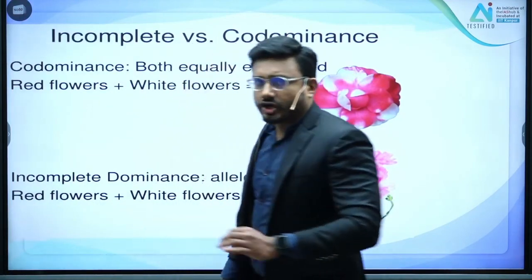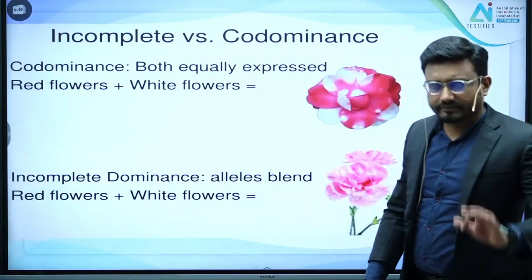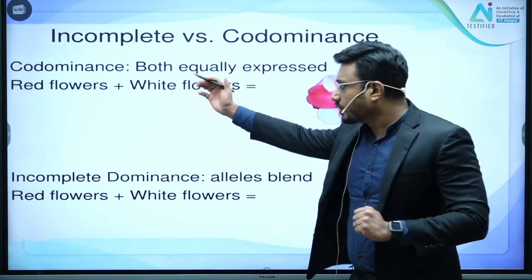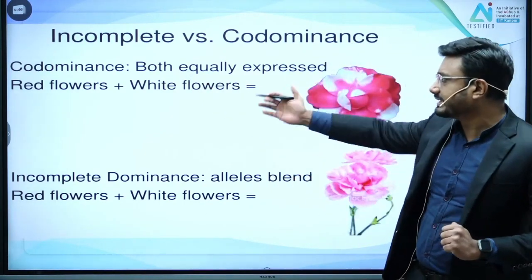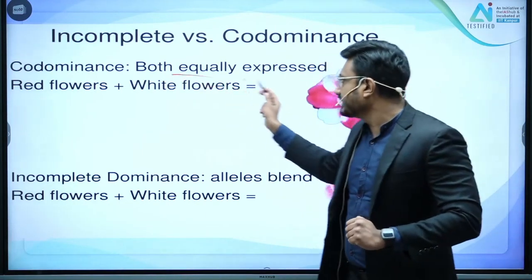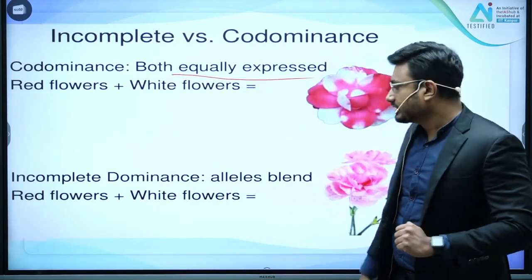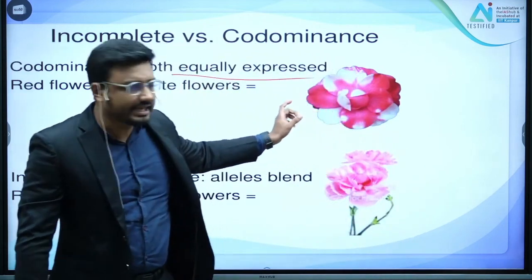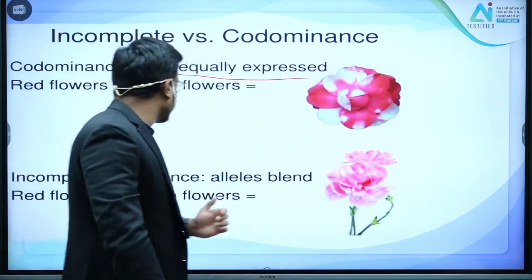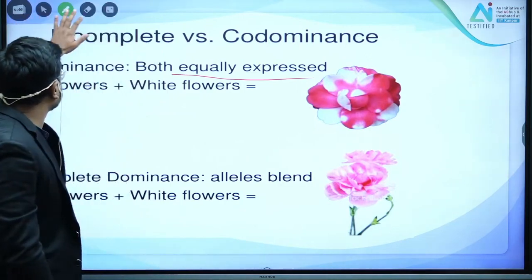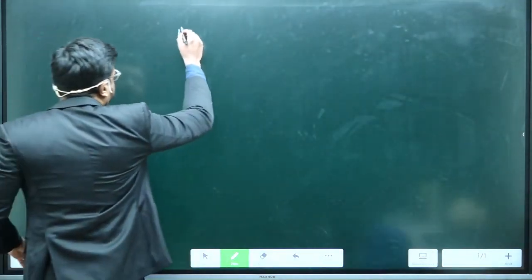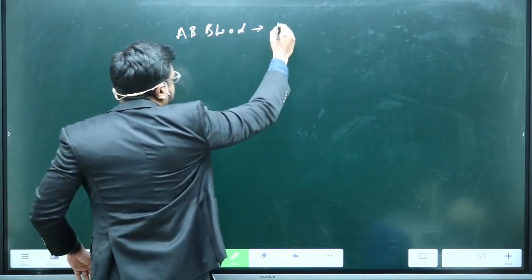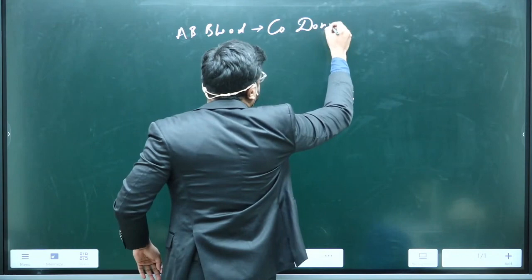So incomplete dominance versus codominance. This is a very important concept from this chapter, and now let us understand this. Codominance, the name itself suggests that both the alleles are expressed equally. Here we can see the flower color has both equal amounts of red and white. A better way to understand codominance is by using the AB blood group, right? The AB blood group is the example of codominance.